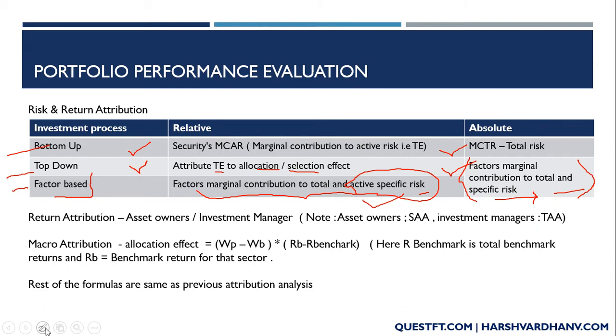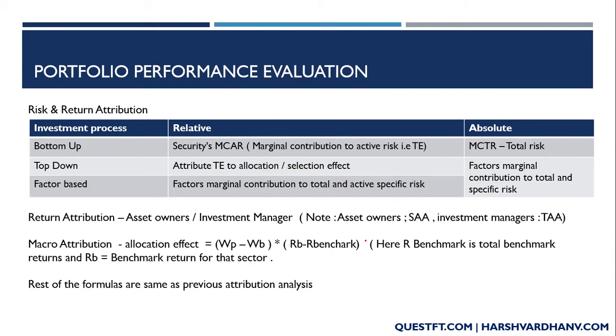I hope I was clear. Just to summarize, for simplicity, just understand what is the impact on the tracking error for a 1% change in any security, and what is the impact on the standard deviation of the portfolio for a 1% change in the security weightage. This will become your bottom up. Similarly, what is the percentage change that can be attributed to allocation and selection effect, if you go top down. And third is basically factor based.